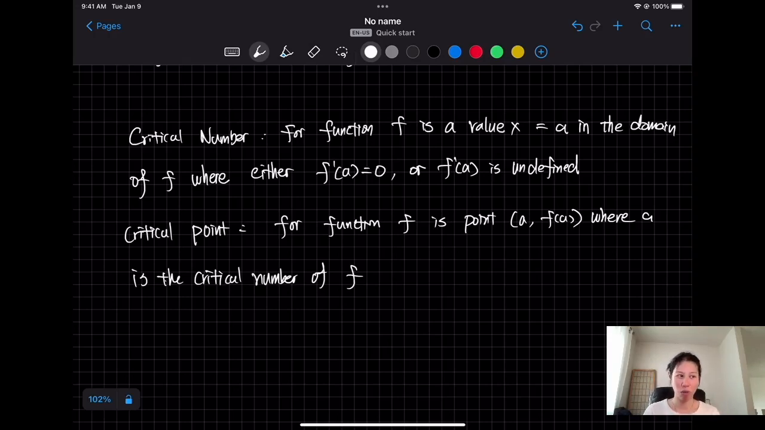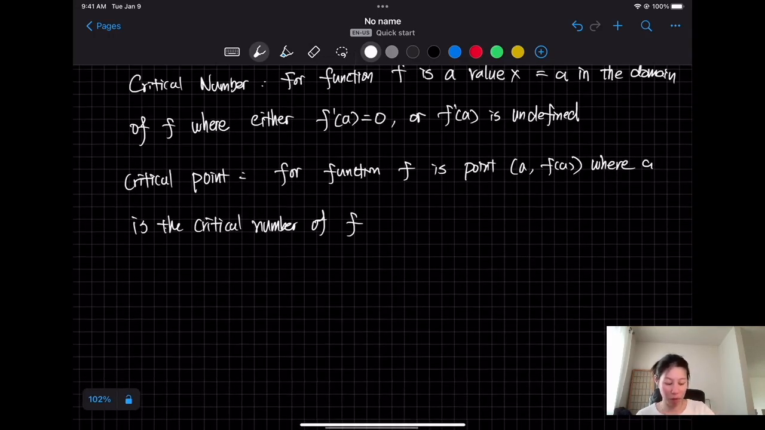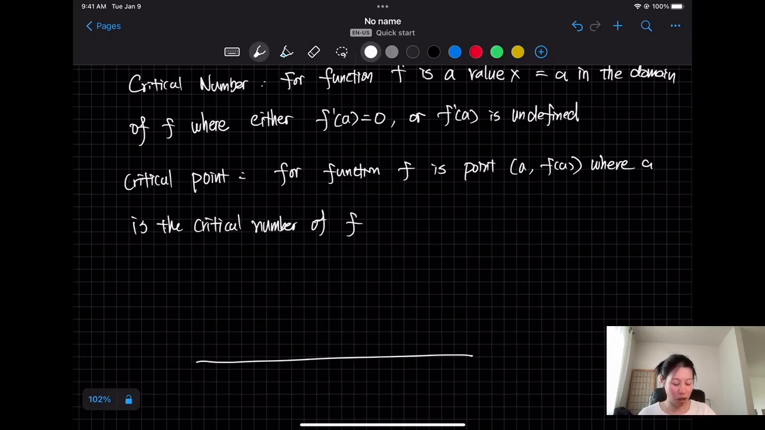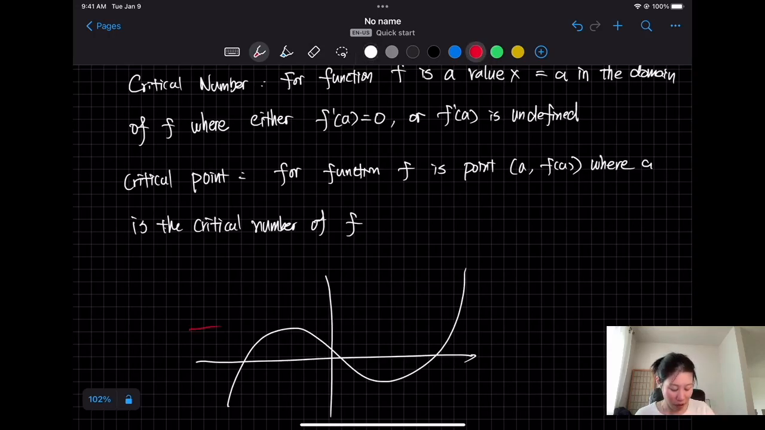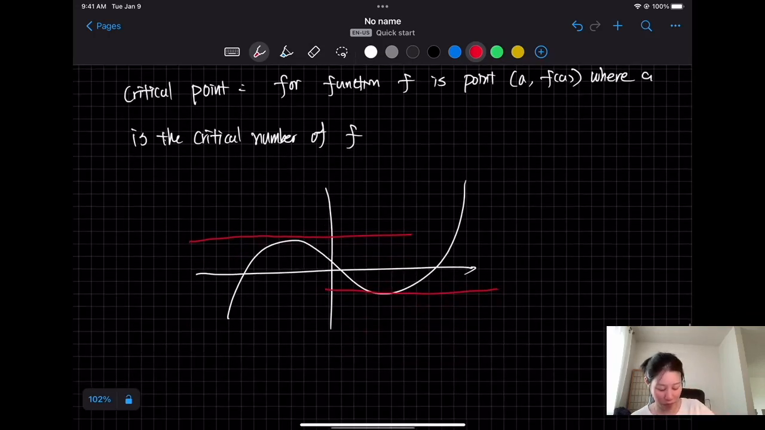So what does this give you? Well, think about when the derivative is equal to 0. It's when the tangent line is horizontal, right? So if the tangent line is horizontal, that gives you either a local minimum or local maximum, right? So we can use the critical point to help us find the local minimum or local maximum.